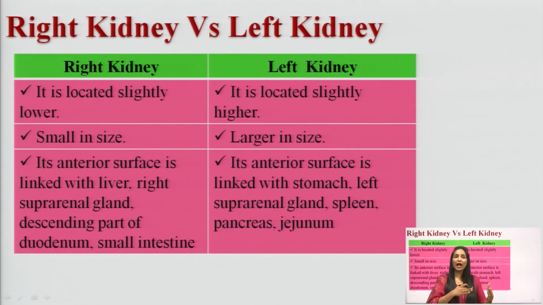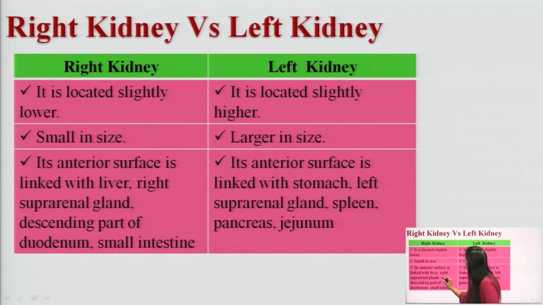And if I am talking about the anterior surface of the right kidney, the anterior position will be covered with the liver, right suprarenal gland, descending part of duodenum and small intestine.